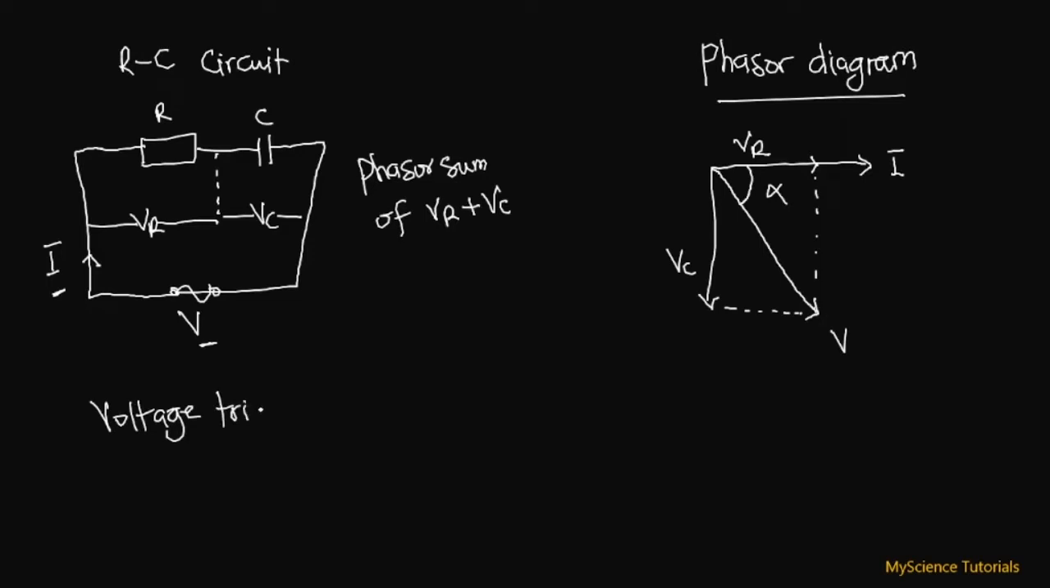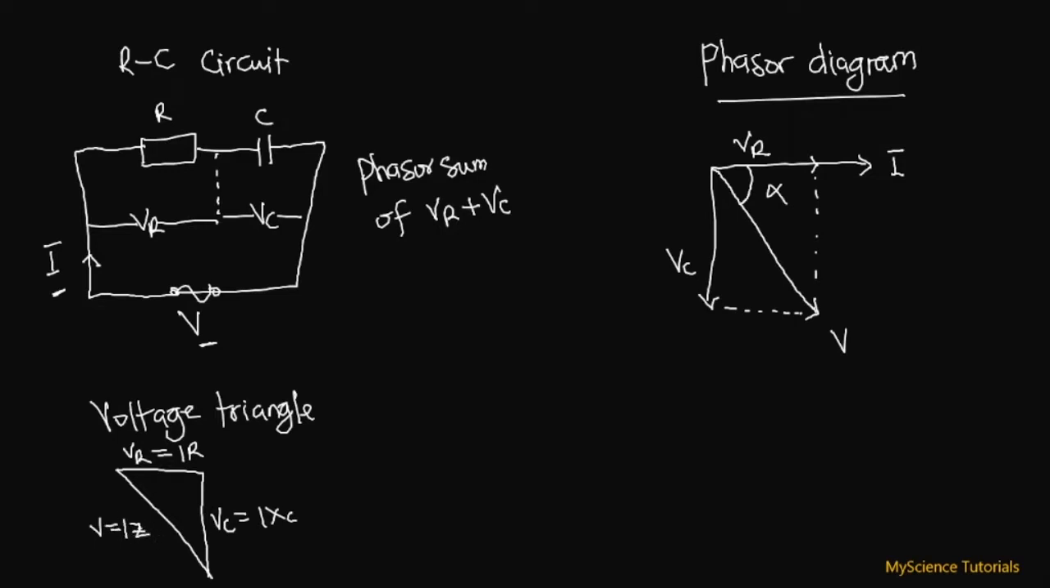The voltage triangle is where we take VR and VC and the resultant, which we call the applied voltage. It looks something like this. Here we have VR, our resistive voltage, which is given by IR, current multiplied by resistance. Then we have VC, which is I multiplied by the capacitive reactance, XC. And then we have V, our resultant, which is equal to I multiplied by Z.